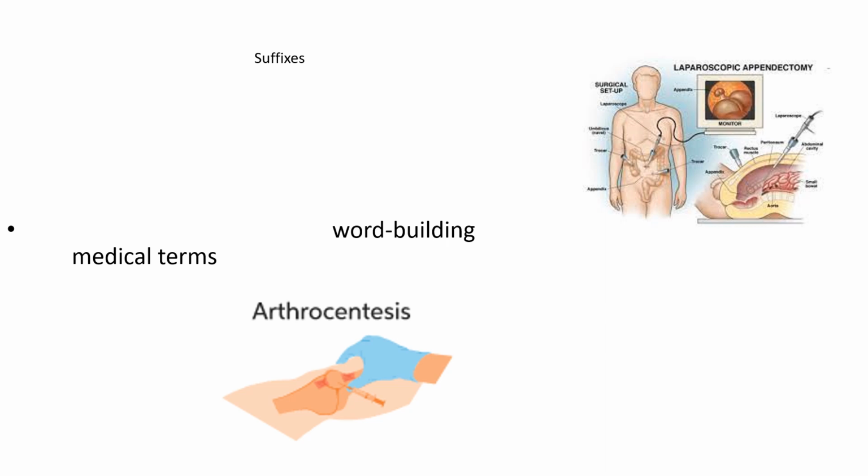Arthrocentesis is a procedure to remove excess fluid through a needle from a joint, such as your knee or ankle, your hip or your elbow. Second example I have of a suffix is ectomy. Ectomy in medical language always means excision or surgical removal of.